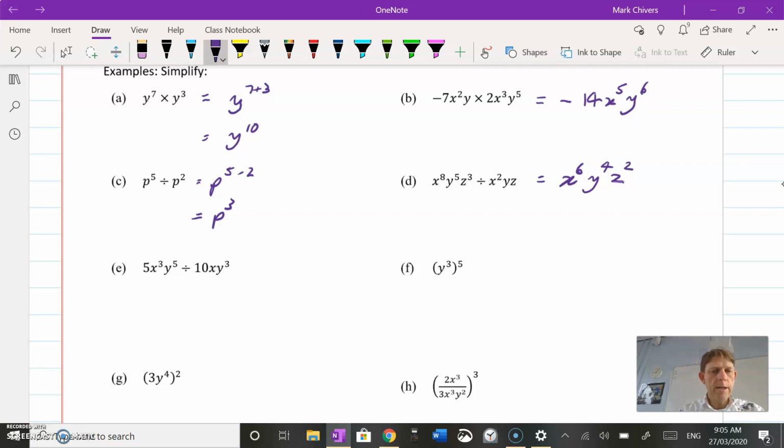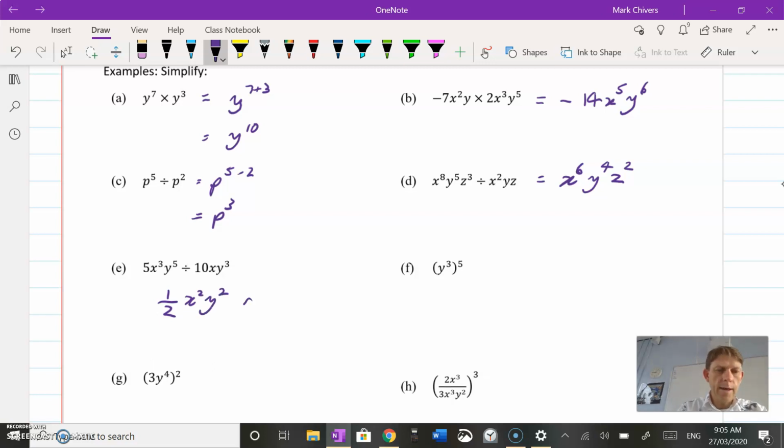Okay, and we've got another one here with numbers as well. Remember, just deal with your numbers first. So 5 divided by 10, that's going to be 1 divided by 2 essentially. We factorise there, and 5 comes out of, it basically becomes 5 over 10, but 5 goes into 5 once and into 10 twice. And then we end up with x cubed divided by x, which means we go x to the power of 3 take away 1, so that'll be x squared. And y to the power of 5 divided by y to the power of 3, that's 5 minus 3, and that's going to leave us with 2.